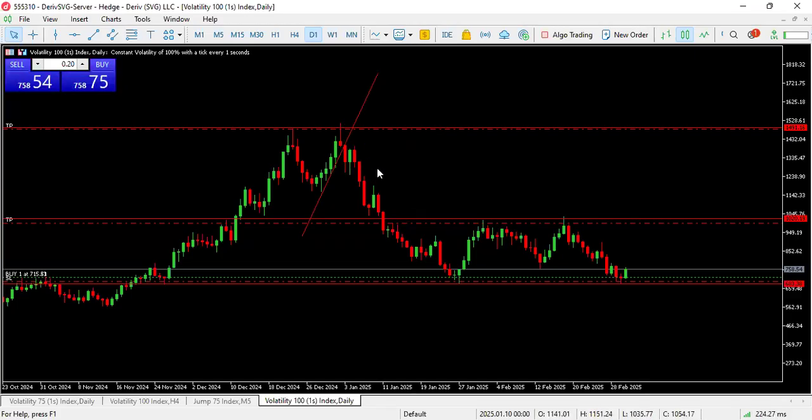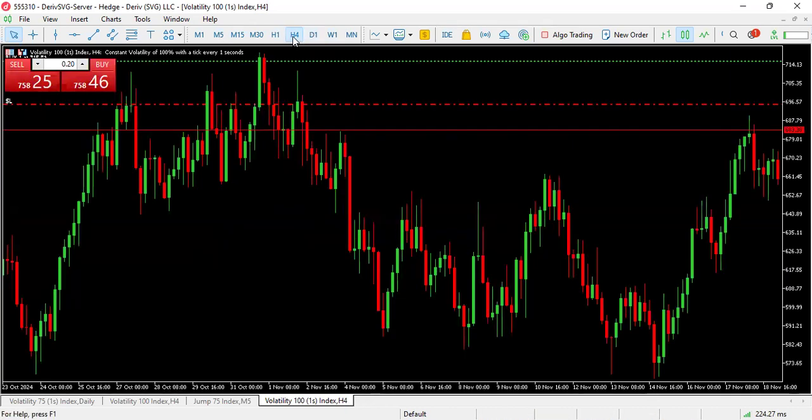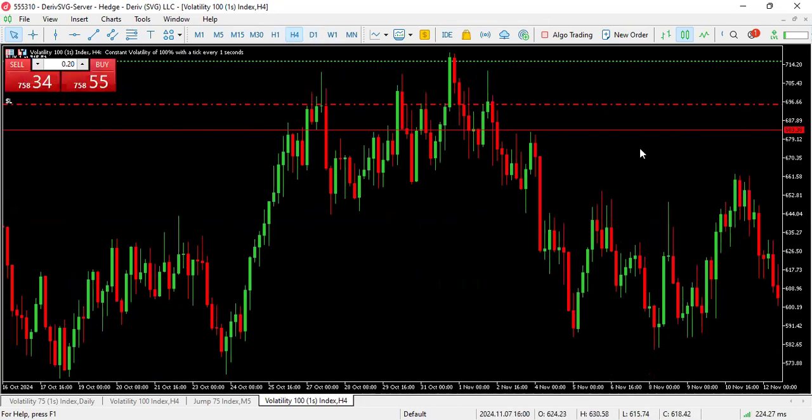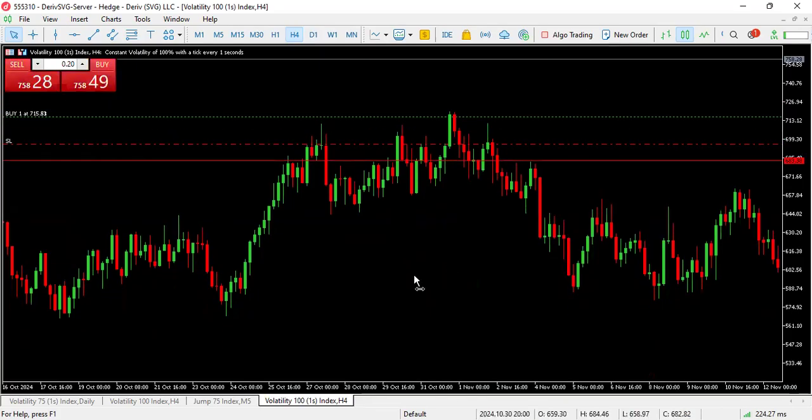But if you want to be a little bit conservative, you can say, okay, because of this buy-up, I want this price to break this trend line and retest back to this line. And if you go to the 4 hours time frame, you will see that there was actually a retest that happened there. Let me go back.